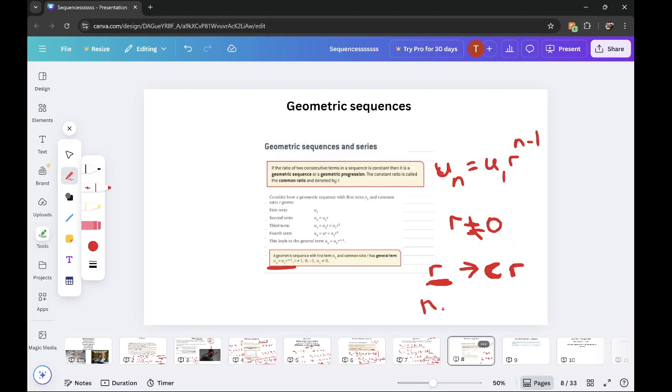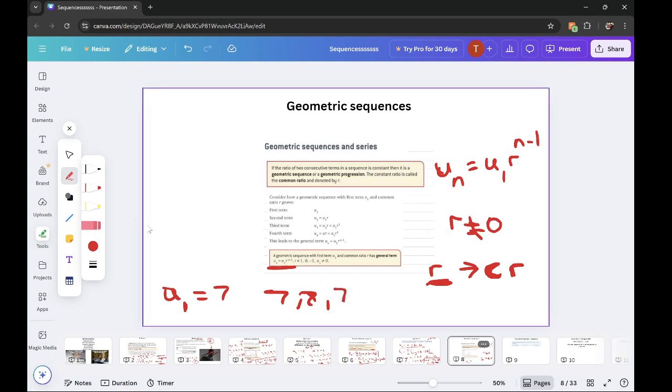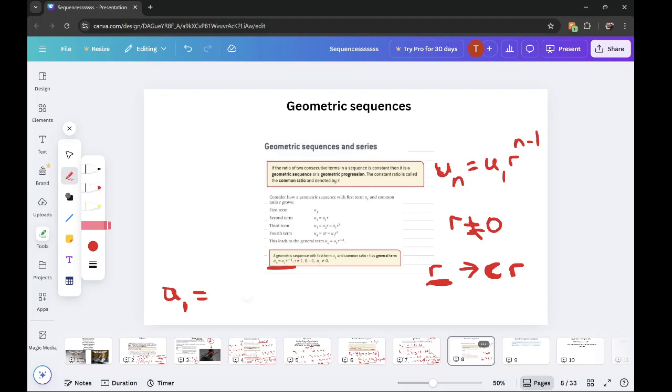So if u1, let's say, sorry, why isn't the cursor working today? u1 is equal to 7. So if r is equal to 0, you're just going to get 7, 7, 7. This isn't a geometric sequence. Sure, you're multiplying it by a common ratio, but you're just getting the same value again and again. And that isn't a geometric sequence. So that cannot work. And u1 cannot be 0, because if u1 is 0, you're just going to get 0, 0, 0, 0, 0.